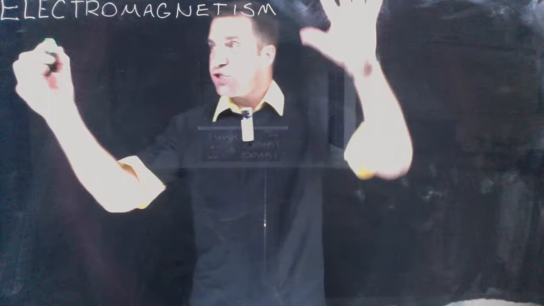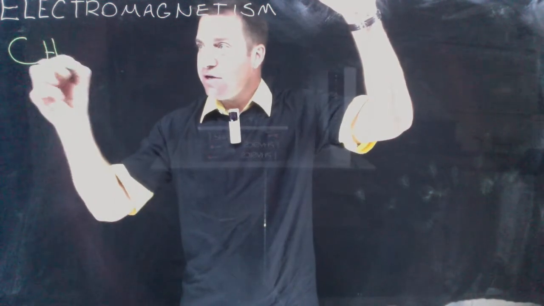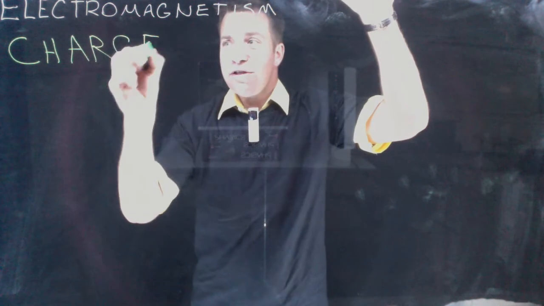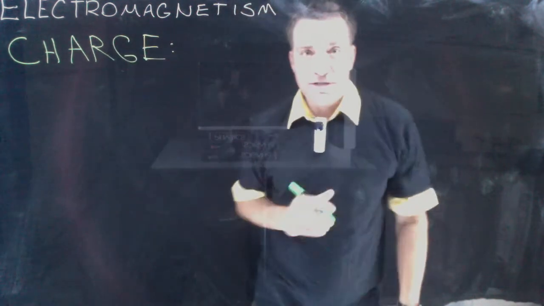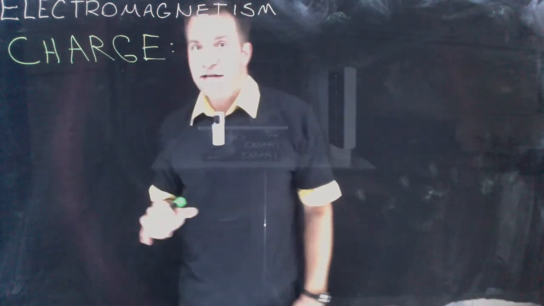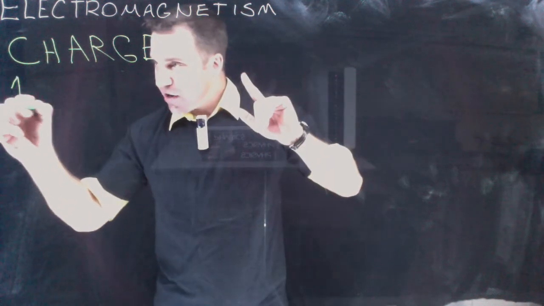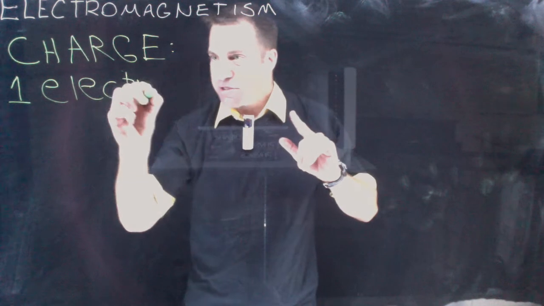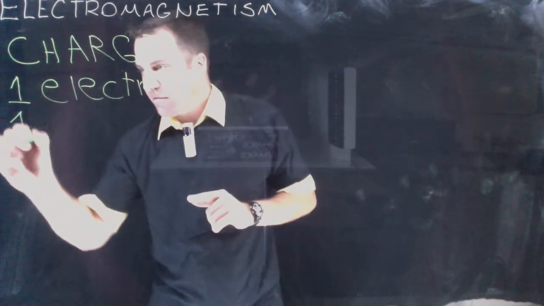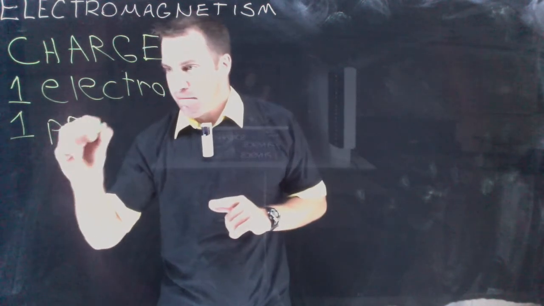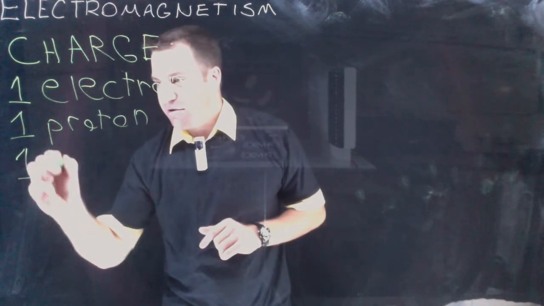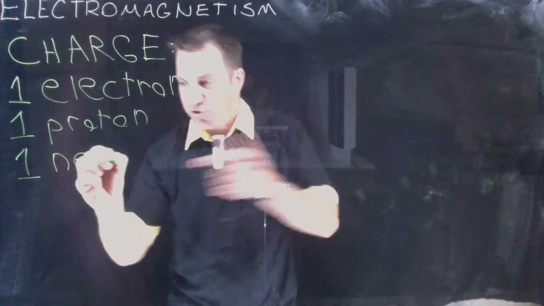Okay, so let's talk about this idea of charge. Charge is fundamental to understanding electromagnetism. And you already probably know a little bit about charge from maybe chemistry or physical science classes. So one electron, one proton has a charge on it. A neutron turns out to have no charge on it, and that's where it gets its name, of course, neutral.